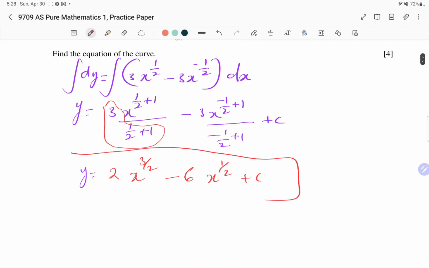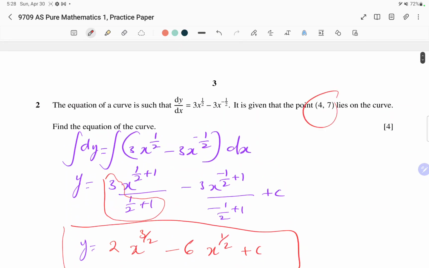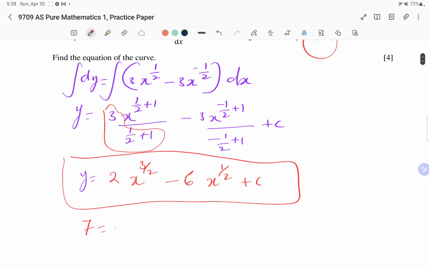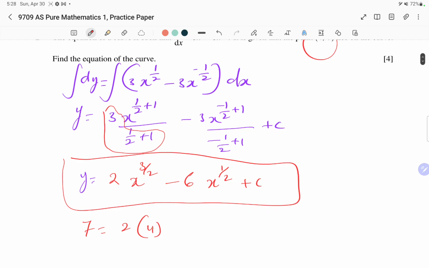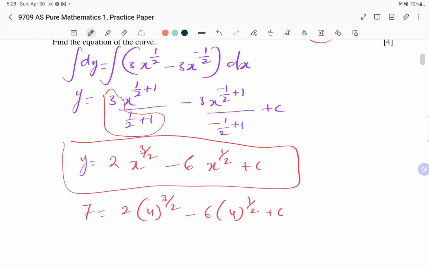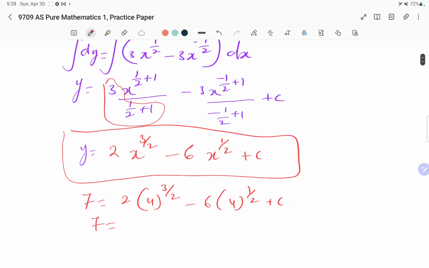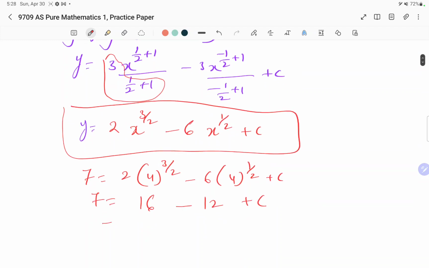Now this is our equation, but this equation is passing through the point (4, 7). So y is 7 and x is 4. So 2 times 4 to the power 3 over 2 minus 6 times 4 to the power half plus c. So this is 7, and when you use a calculator over here, this will be 16, and this will be 12 plus c. So you can use a calculator, guys, here. Then this is 4, so c is 7 minus 4, which is 3.